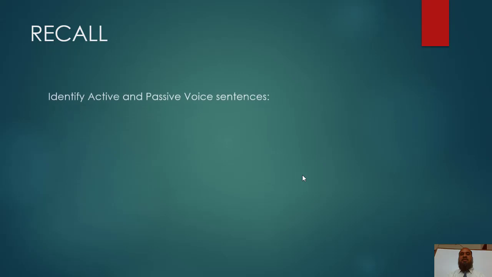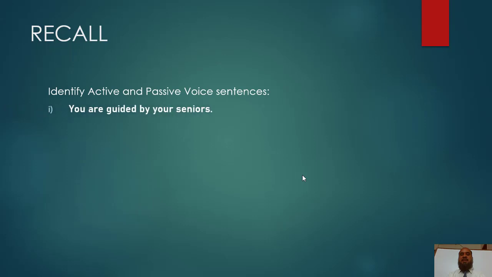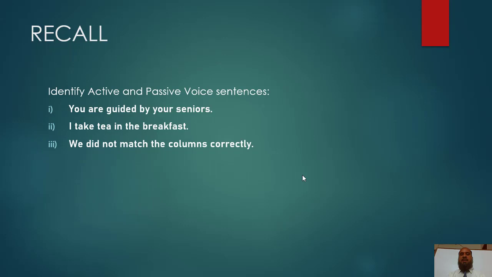Let us recall our previous learning. Identify active and passive voice sentences. Sentence number 1 is you are guided by your seniors. Number 2, I take tea in the breakfast. Number 3, we didn't match the columns correctly. And number 4, were the students encouraged by the teacher?